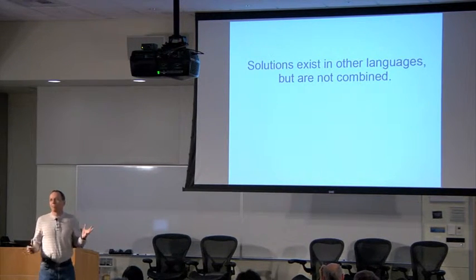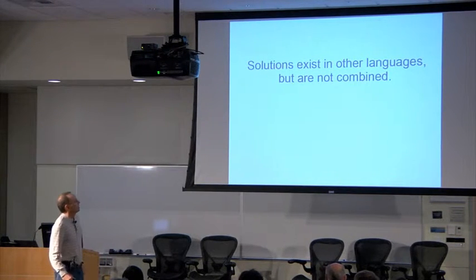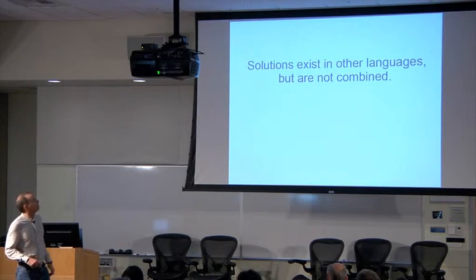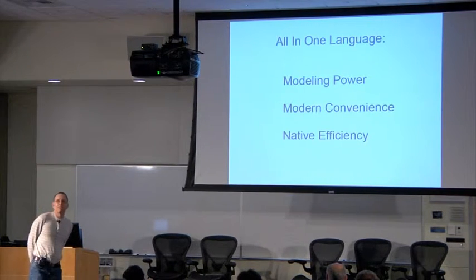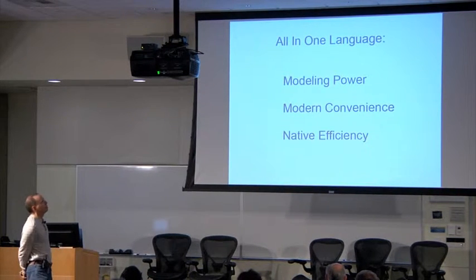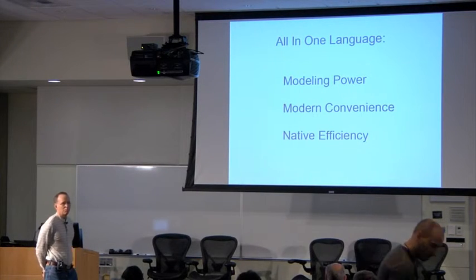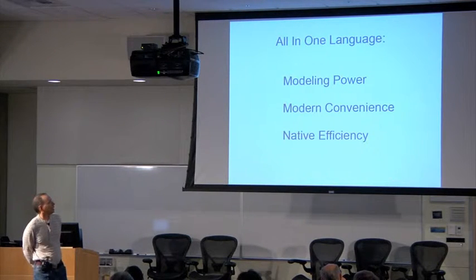Well, with D, I want to show that what you get is three out of three. That's the point of D. That's why we're doing it. We want it all. We want three out of three, all in one language. We want modeling power, we want modern convenience, and we want it to scream. We want it fast, we want it efficient. We don't want to hold anything back.